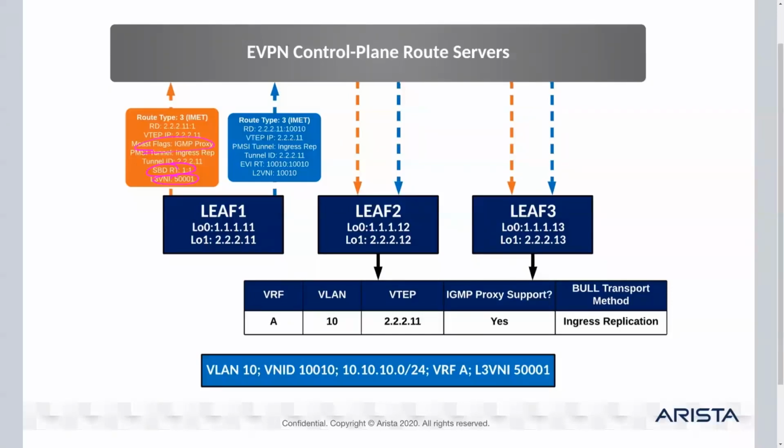Now, ultimately, this IMET route is essentially Leaf1 telling all other VTEPs in this EVPN domain, hey, everyone, I support IGMP proxy routes for all the bridge domains that exist within VRF-A.